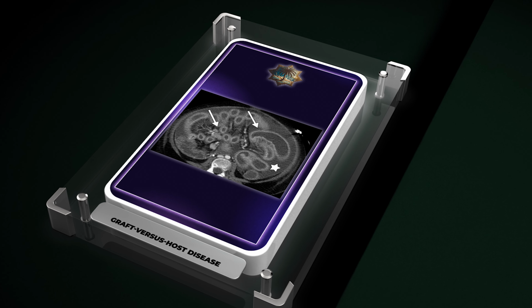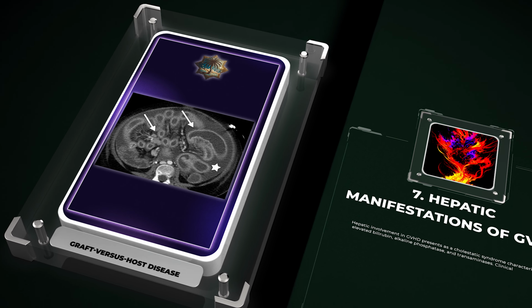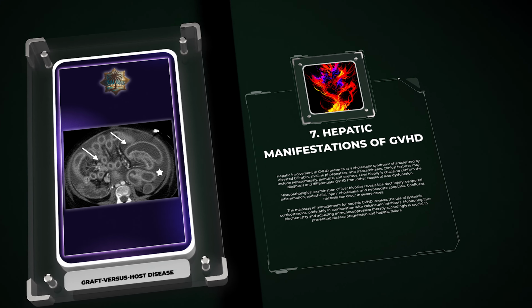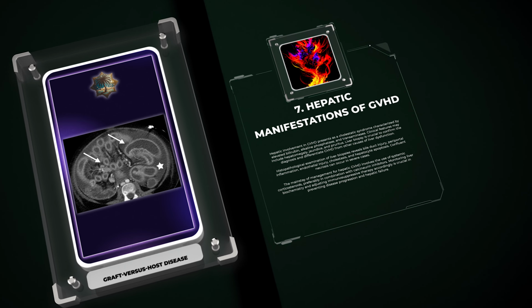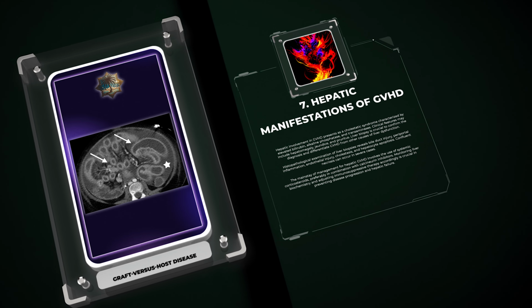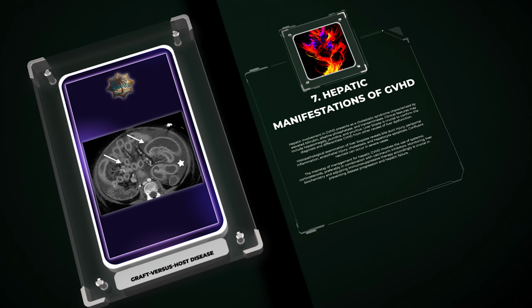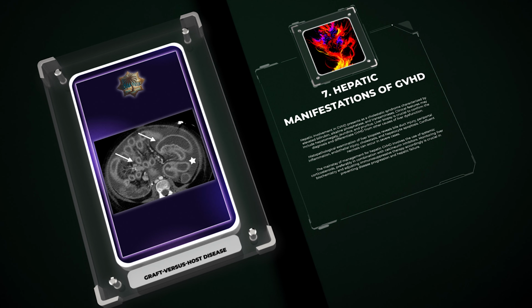Hepatic involvement in GVHD presents as a cholestatic syndrome characterized by elevated bilirubin, alkaline phosphatase, and transaminases. Clinical features may include hepatomegaly, jaundice, and pruritus. Liver biopsy is crucial to confirm the diagnosis and differentiate GVHD from other causes of liver dysfunction. Histopathological examination of liver biopsies reveals bile duct injury, periportal inflammation, endothelial injury, cholestasis, and hepatocyte apoptosis. Confluent necrosis can occur in severe cases.